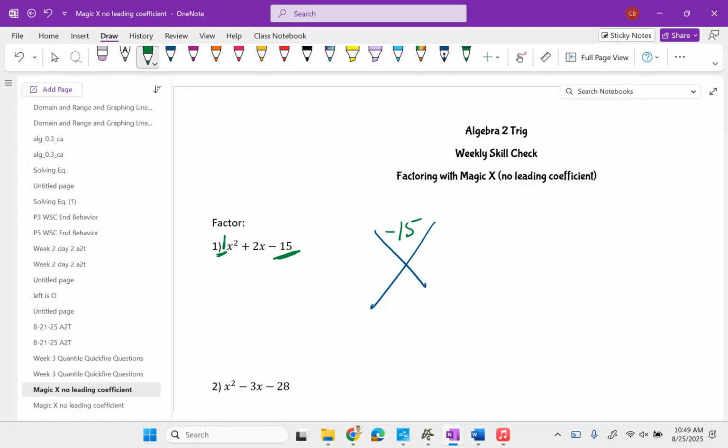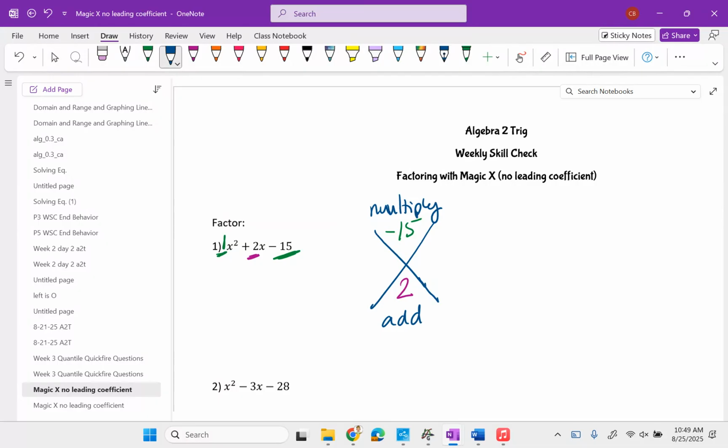Negative 15. And I'm setting it up like that on purpose, because eventually we'll have something other than 1 in the lead there. This week we won't. We're just going to keep it simple this week. Then I take whatever's in the middle without the variables and put it in the bottom. The magic X is a tool to make it so you don't have to guess and check. I now need 2 numbers that multiply to negative 15 and add to positive 2.